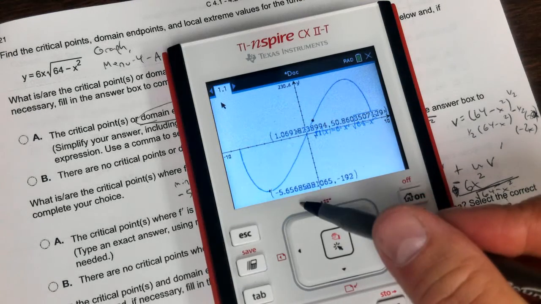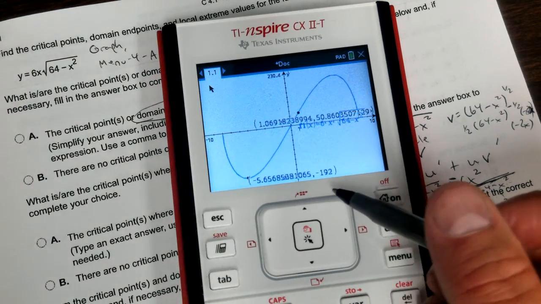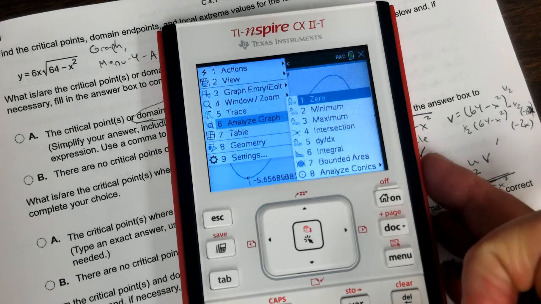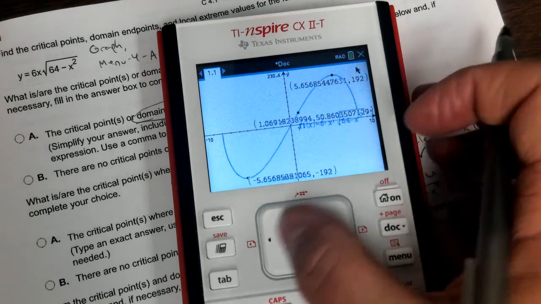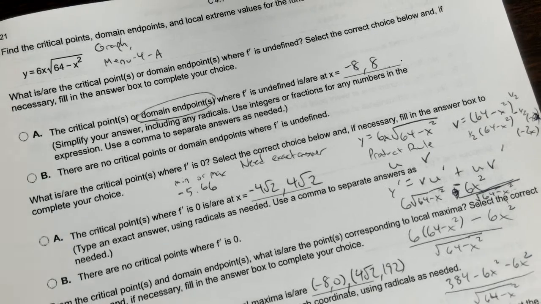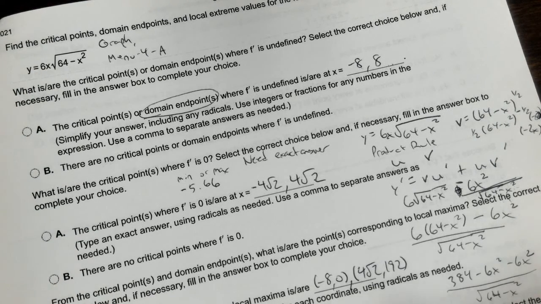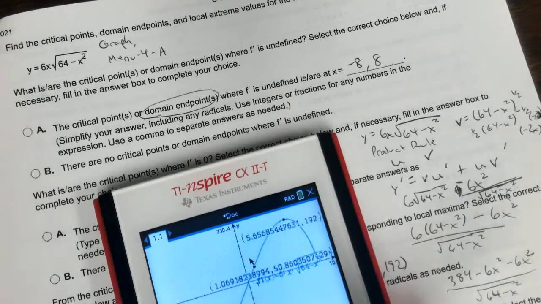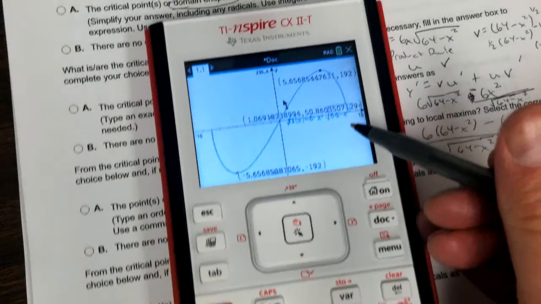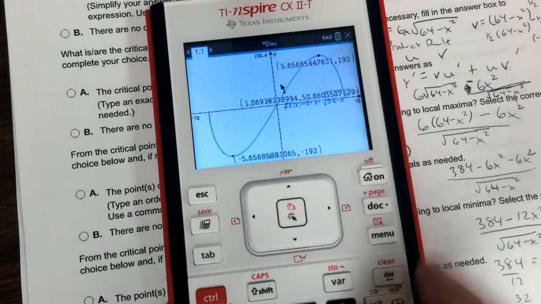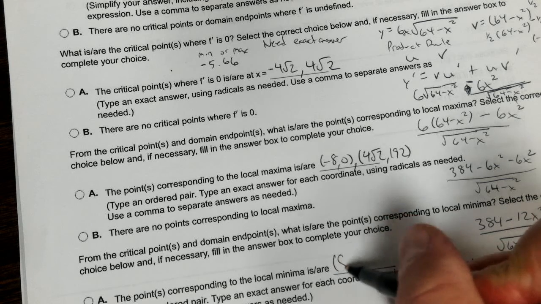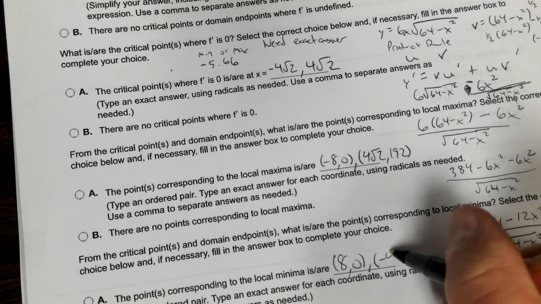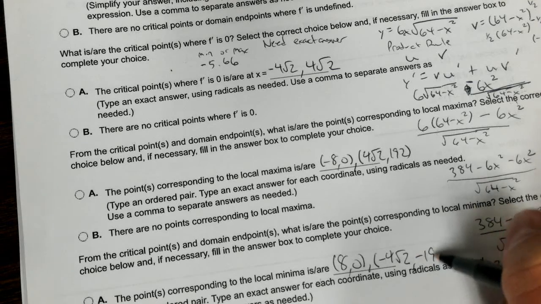So it's symmetric. This one was with negative 192, and this one is with positive 192. There's the positive 192. Okay, and then the minima would be this point and this point. So that would be your 8, 0 and negative 4 square root of 2, comma negative 192.